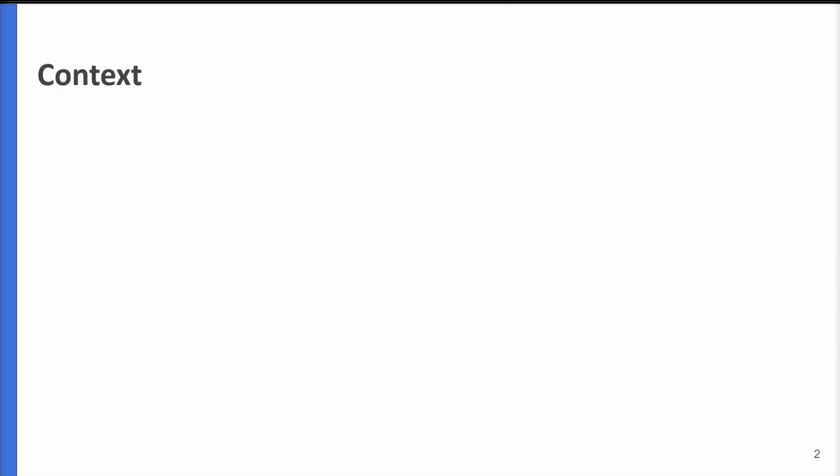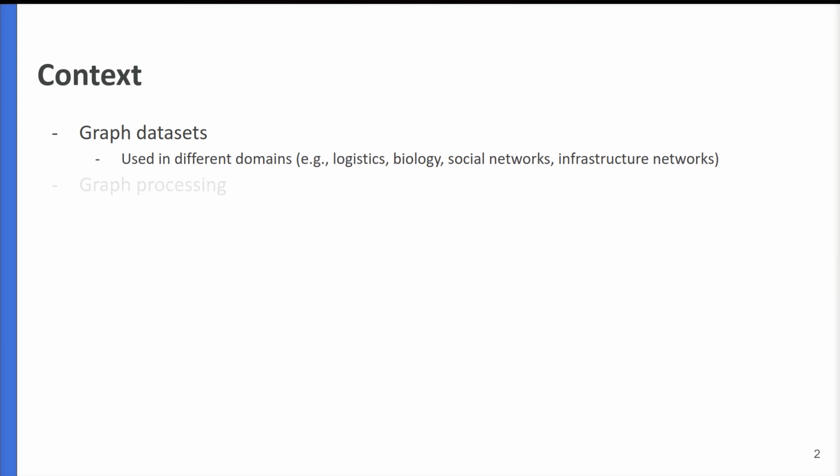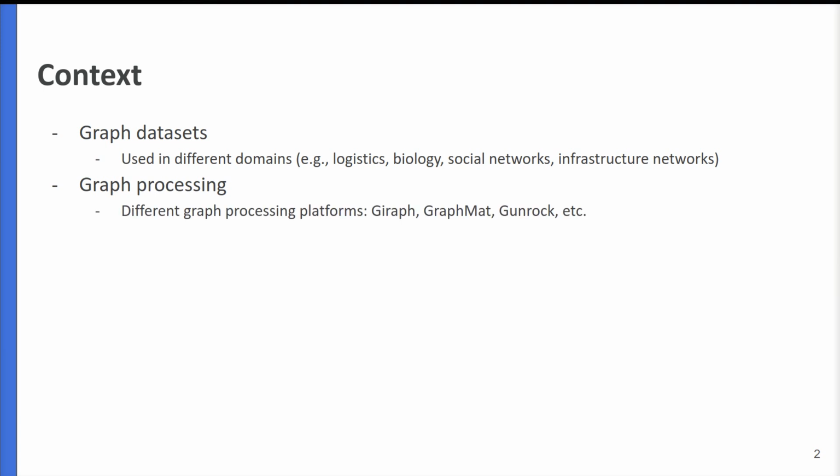To give you a little bit of context about this work, graph datasets are being increasingly used, and consequently graph processing has also become an interest in many different domains. There are many different graph processing platforms out there that can be used to analyze these graphs, such as Giraph or GraphMat, and these platforms often include popular graph algorithms like breadth first search and provide a framework for writing your own algorithms.